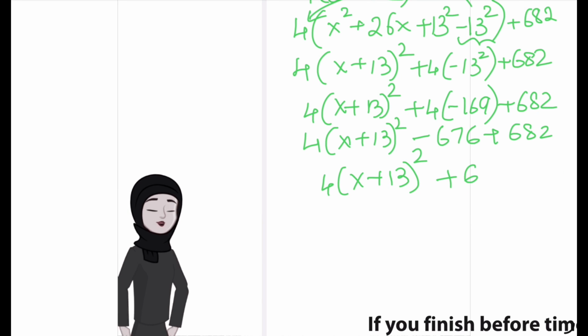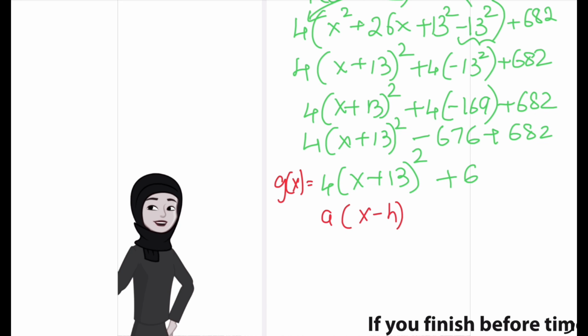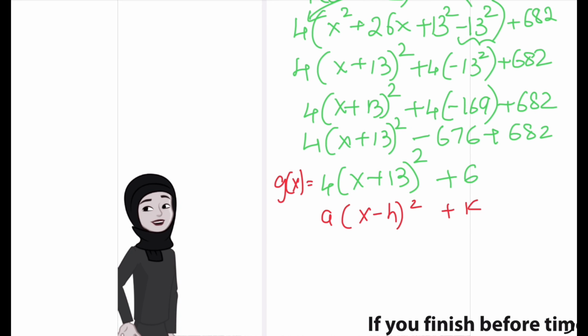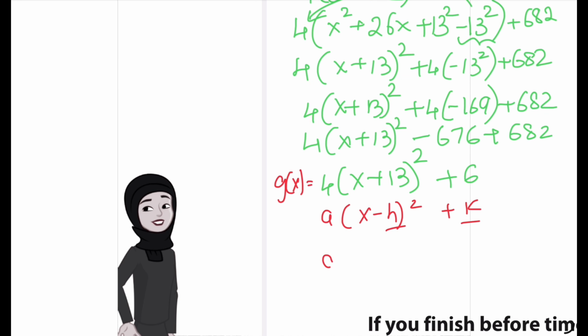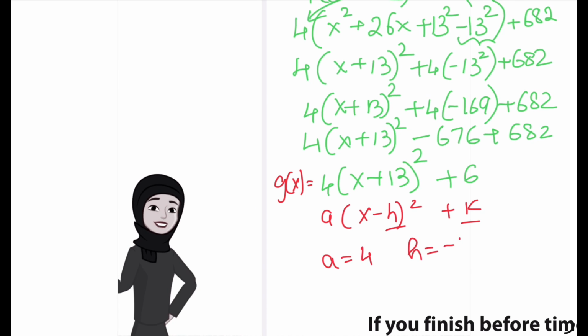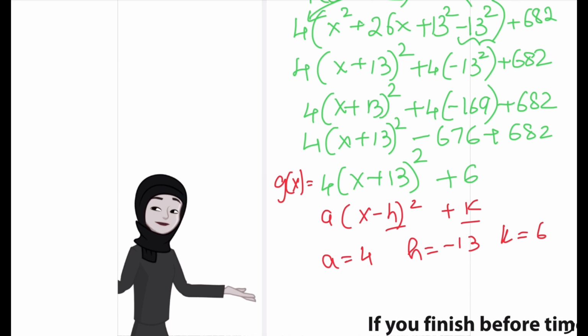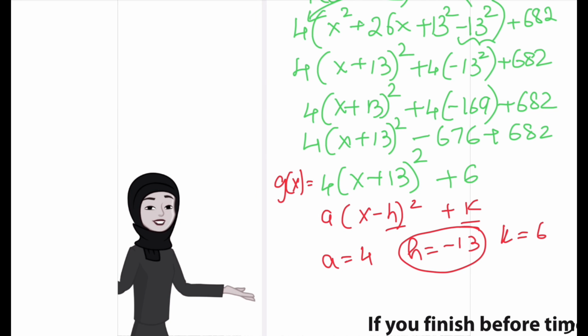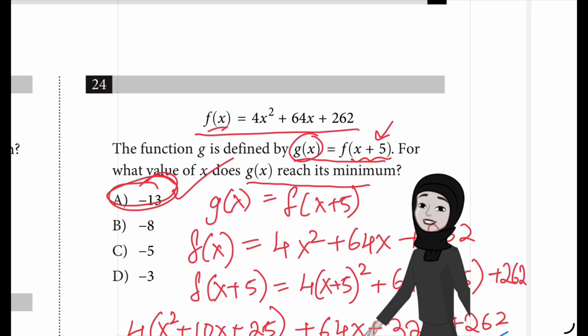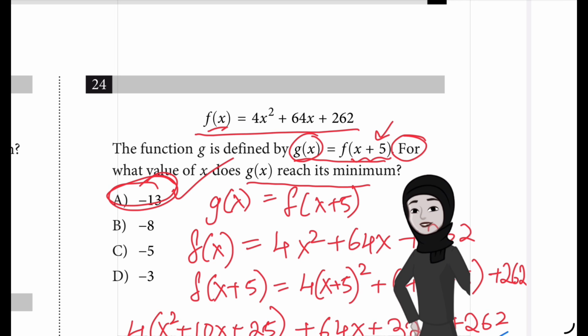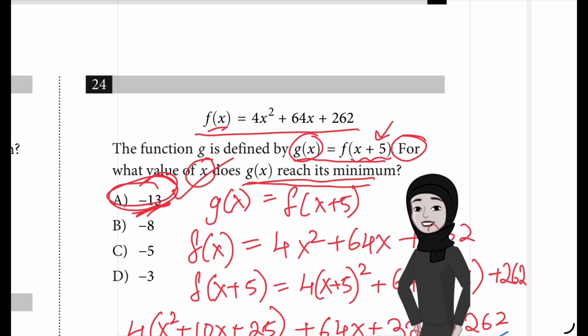Now after simplifying so much, when you compare this to a times x minus h squared plus k, that is the vertex form of the parabola, we can see that a is 4, h is negative 13 and k is 6. That means g of x reaches its minimum when the value of x is negative 13. And therefore answer choice A is correct, minus 13, because the question says for what value of x does g of x reach its minimum. So when x is negative 13, it is able to reach its minimum.